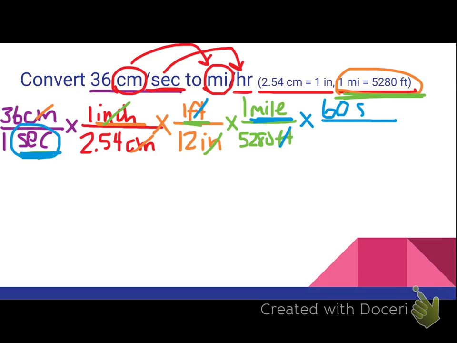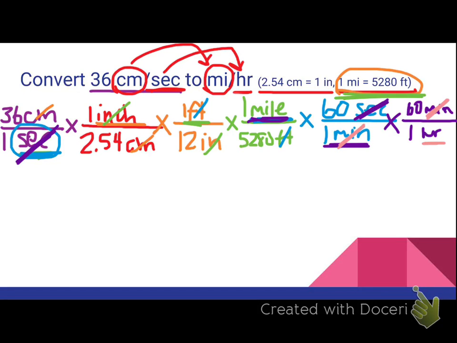So this is 60 seconds in 1 minute. So looking here, seconds cancel because it was on the bottom and it was on the top. So if I stopped now, I would be in miles per minute. So we're getting closer, but that's not exactly where we want to be. So I can do one more where I know that there are 60 minutes in 1 hour. Looking at this, my minutes cancel and I'm left with hours.